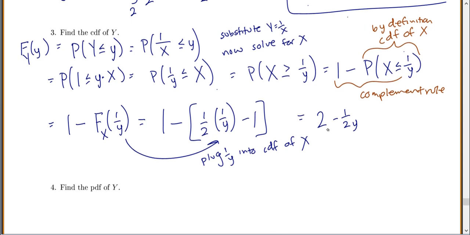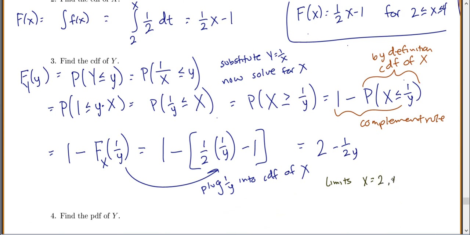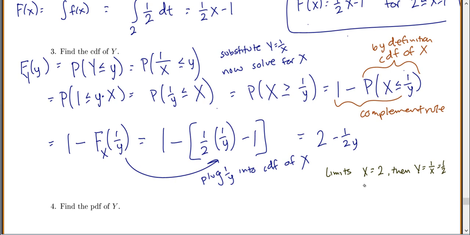We're unfortunately not done quite yet, because this is the CDF of x, but we also need our new limits. Let's switch colors here. So we say if x equals, let's see what were our limits, 2 to 4. If x equals 2, then y equals 1 over x, which is 1 over 2. So 1/2. And if x equals 4, then y equals 1 over x, or 1/4. So my new limits are 1/4 to 1/2.